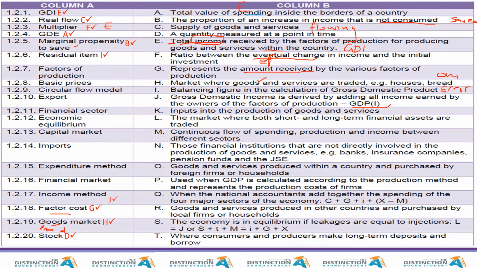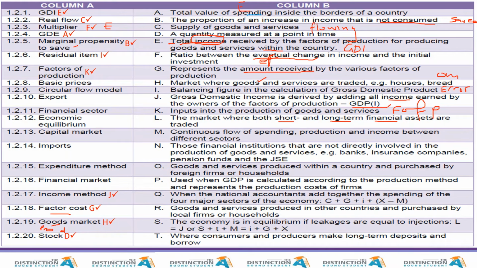Next question, gross domestic income is derived by adding all income earned by the owners of the factors of production. GDI. Come on, this one is an easy one. It is the income method. The income key. Right, inputs into the production of goods and services. Inputs. What is it that we use to produce goods and services? I think this is a clue. I hope you can see what I'm writing there. Yes, F of P, factors of production.